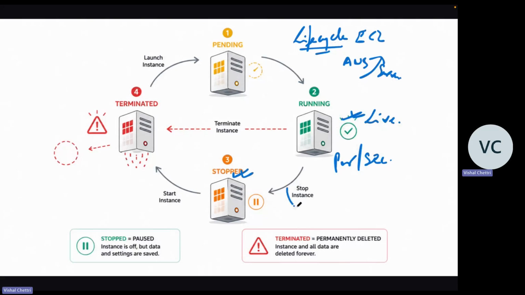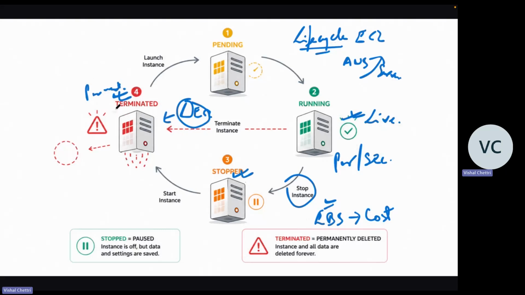When you stop the instance, it means you are putting the laptop to sleep, right? No compute billing you'll be getting. But your EBS storage will cost you. We'll discuss this later, what EBS storage is. Then terminated. Terminated means what? Whatever instance you have created, this instance is deleted permanently.